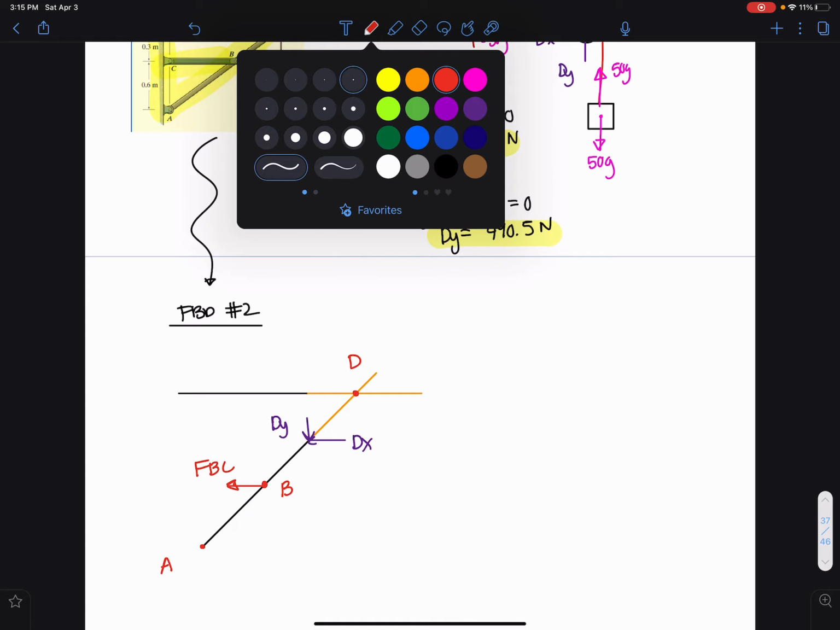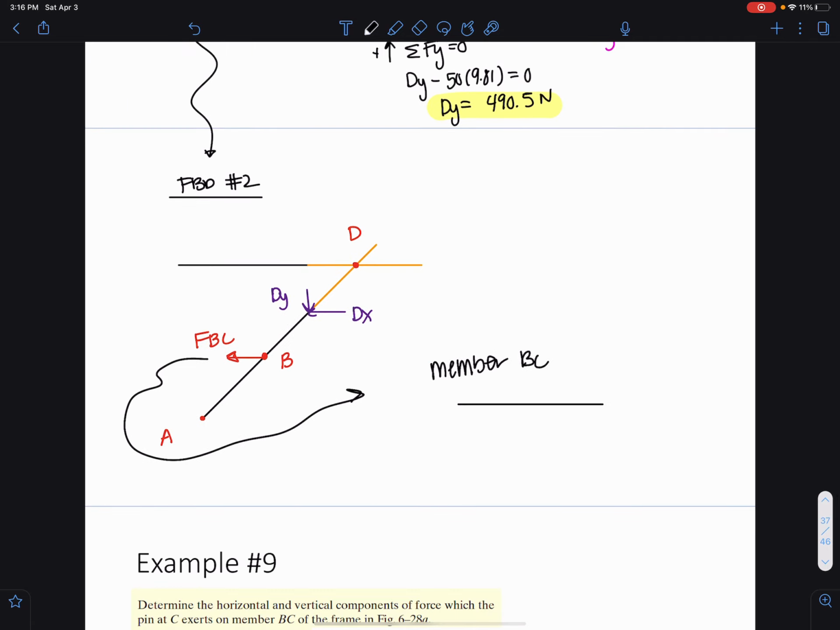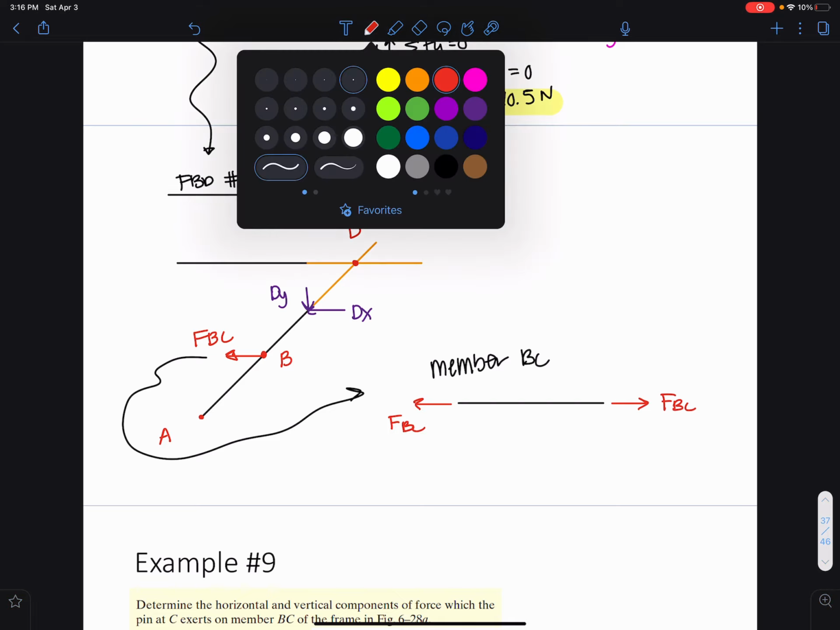But if we also show what's happening along the member here, if we isolate just the member, we basically have this two-force member look something like this, where it's experiencing just this one force that goes through it. Okay? So this is a two-force member.